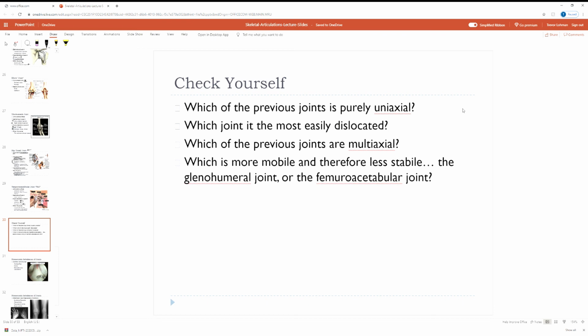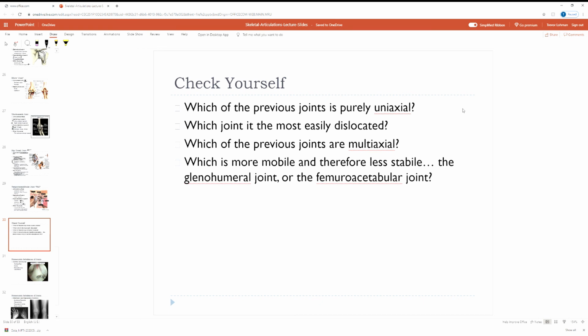The TMJ, open and close, that's uniaxial, but it can also deviate from side to side and protrude. You can protrude and retract your mandible. So it's not that. What do we have left? We have the elbow. The elbow flexes and extends around a medial lateral axis. It has one axis, just like a door. That's why we call it a hinge joint. So your elbow is purely uniaxial.